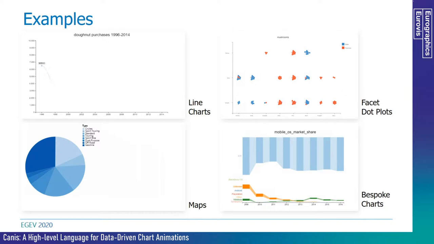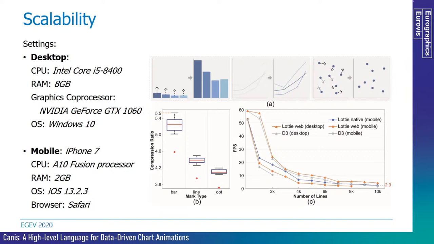To evaluate the scalability of Canis in animating charts of large data, we perform two comparisons. One is the compression ratio of the template-based translation, and the other is to measure the performance of rendering our output specifications and D3 counterparts.